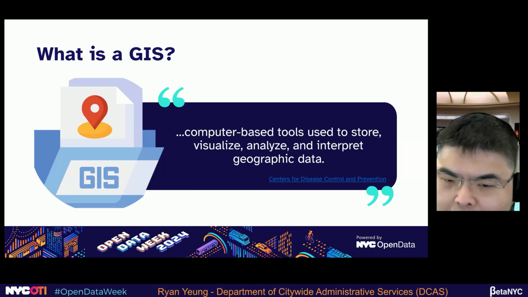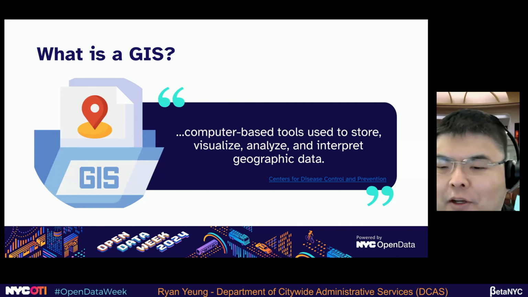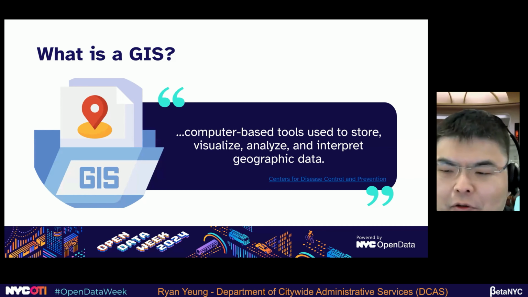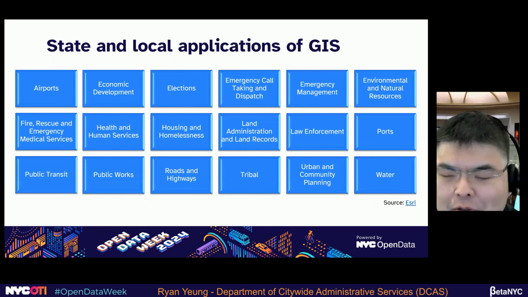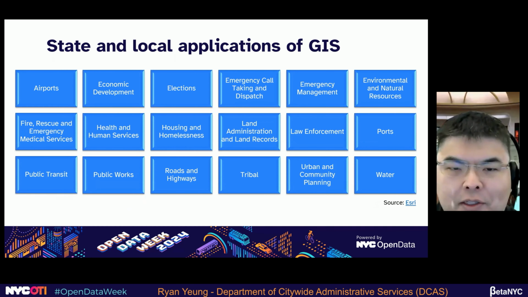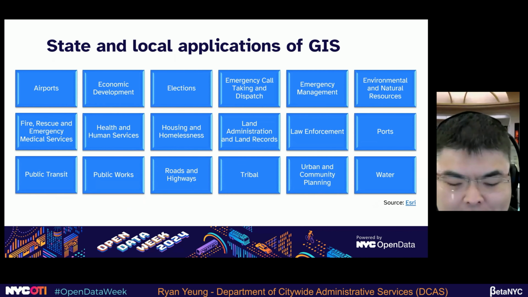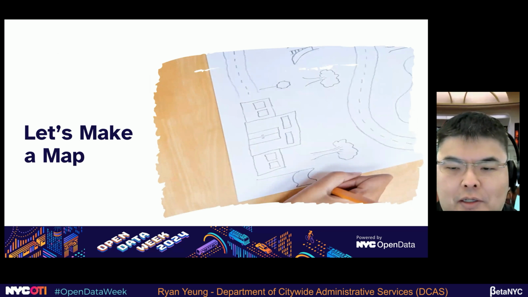So GIS is computer-based tools used to store, visualize, analyze and interpret geographic data, according to the Centers for Disease Control. The industry leader in GIS is a company called Esri. They make ArcGIS, and they say that GIS is used for a ton of applications in state and local government. Things like housing and homelessness, roads and highways, fire and EMS, and even elections. This is a pretty useful tool. And so let's make a map.